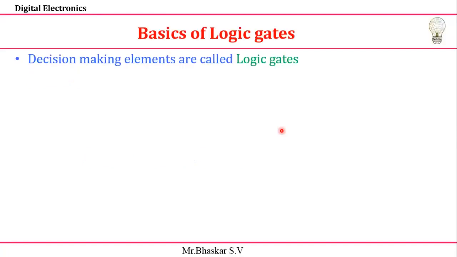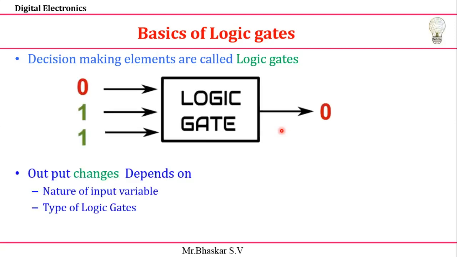So what is the meaning of logic gates? That's very important here. Decision making elements are called logic gates. If I want to take a decision based on inputs, whatever inputs you take, it will accept the input and take some decision. Let's take an example. In this case, we have inputs as well as output. In between the inputs and output, I have three inputs here and one output here. If I want to take a necessary action to get a particular response, we are going to use logic gates.